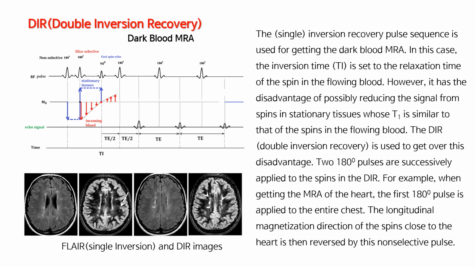Next, we will see the method for obtaining the dark blood image, dark blood MRA. We use the double inversion recovery for dark blood MRA imaging. To obtain the dark blood MRA image, we use the double inversion recovery pulse sequence. In this pulse sequence, we use 2 consecutive 180-degree pulses.